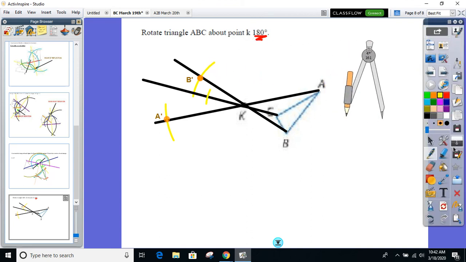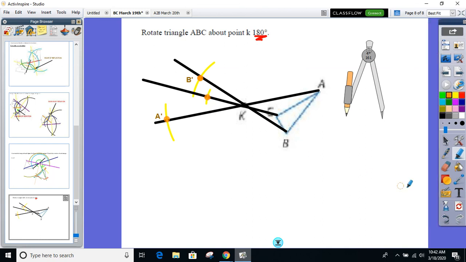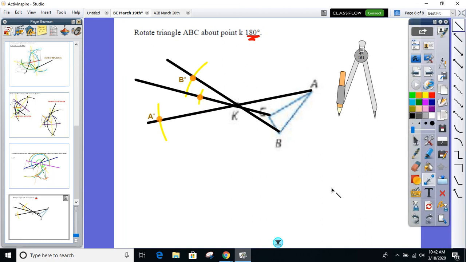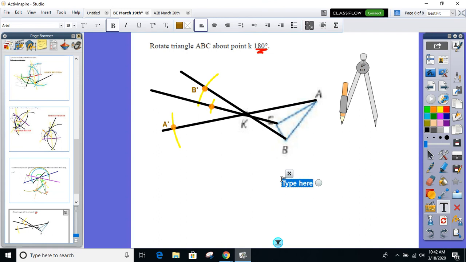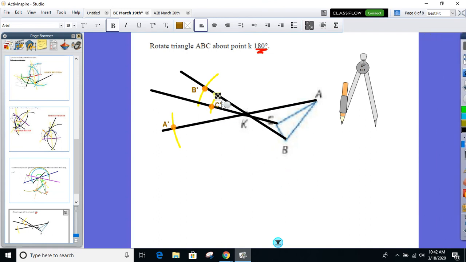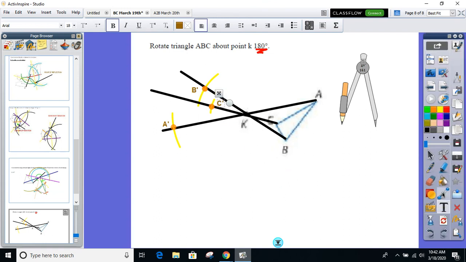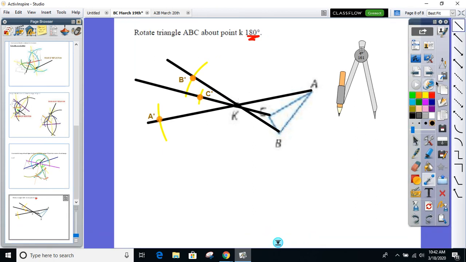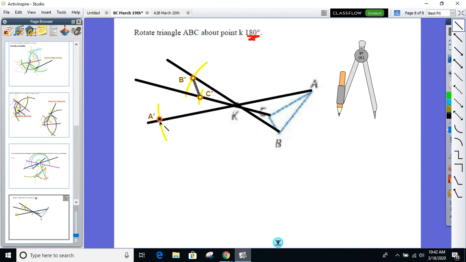Perfect. Just have to mark it and connect it. Okay, let's connect them now. So there is triangle ABC rotated 180 degrees around K. Okay, we flipped it on the other side.